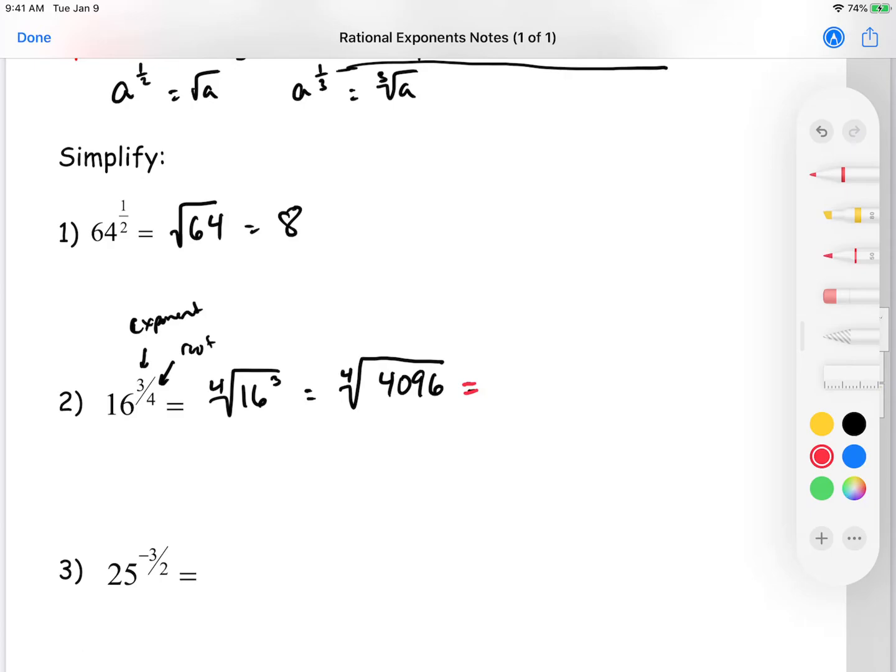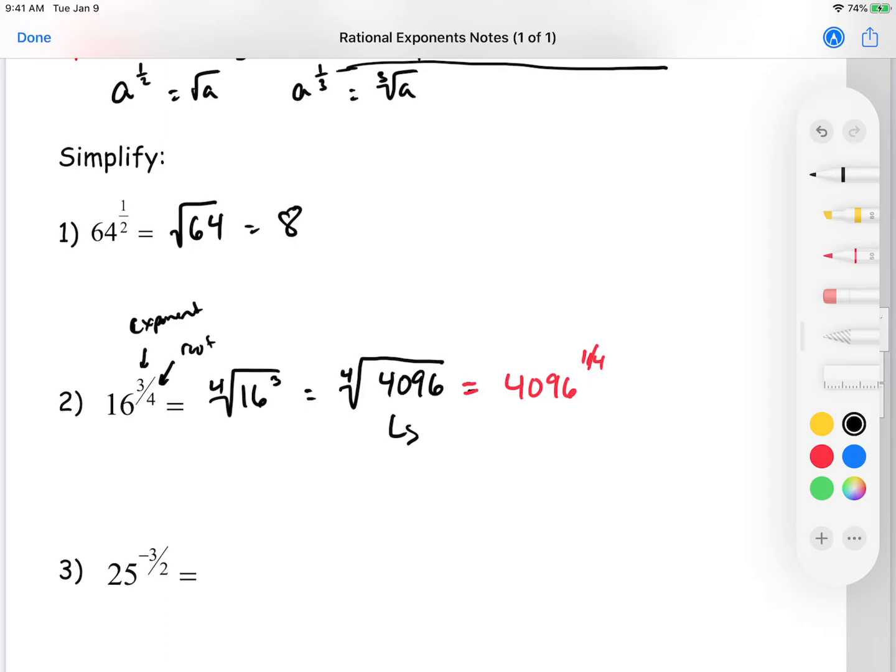But if we want to type this in our calculator, for example, we could say this is 4,096 to the 1/4 power. That's a lot easier to type into my calculator. Again, those are just some examples, but I want us to try and do this algebraically without having to type it into my calculator.